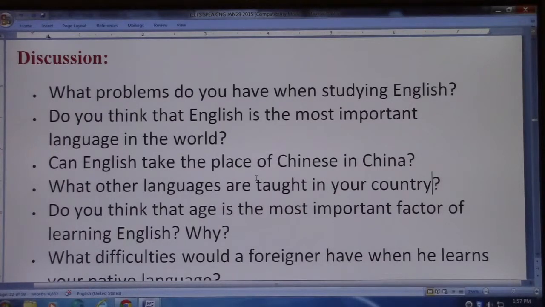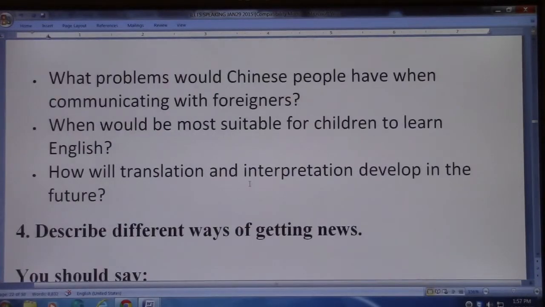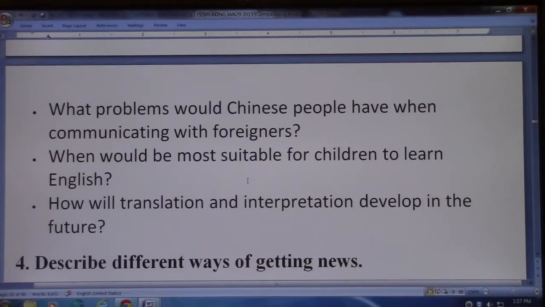So do you think that age is the most important factor of learning English, and why? What difficulties would a foreigner have when he learns your native language? And what problems would Chinese people have when communicating with foreigners? If you're from Japan or any other country, what problems do you have when communicating with foreigners? When would be the most suitable time for children to learn English?